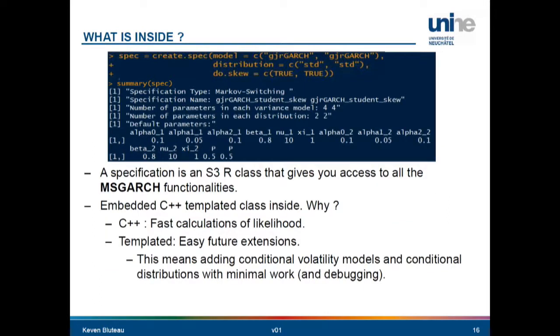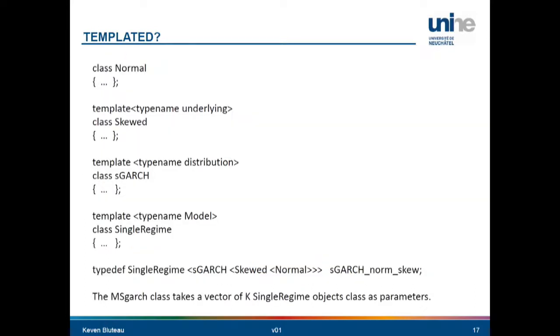So what's inside a specification when you create it? It's an S3 class, with an embedded C++ object that is templated, because we use templated objects for extension, which is very nice in this kind of model because it's building blocks everywhere. For example, we have the class normal, which we don't know can be symmetric or skewed. So we have the class skewed also, that takes an underlying, which is one of the distributions: normal, Student t, or GED.